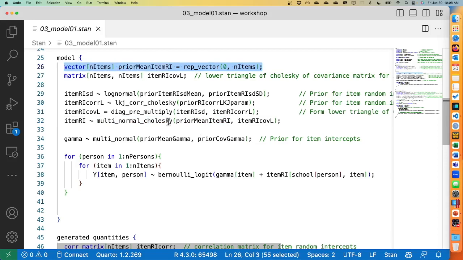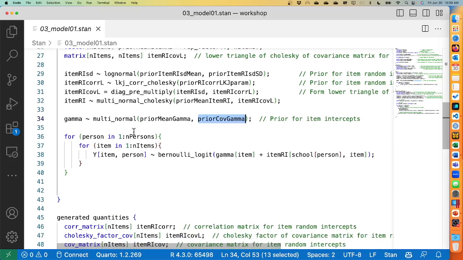We don't ever want to mistakenly put in a mean value for our random intercepts, because that would change a whole lot of things. And then the prior covariance matrix for gamma itself, this one. All right, the item random intercept covariance matrix. This is the lower triangle of the covariance matrix that was given by the Cholesky decomposition, right?